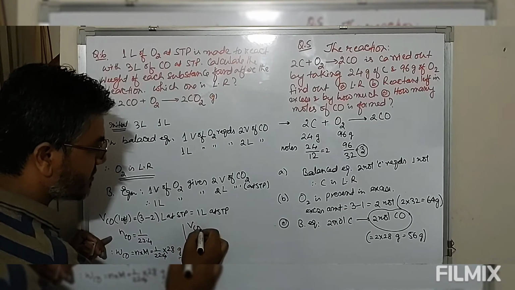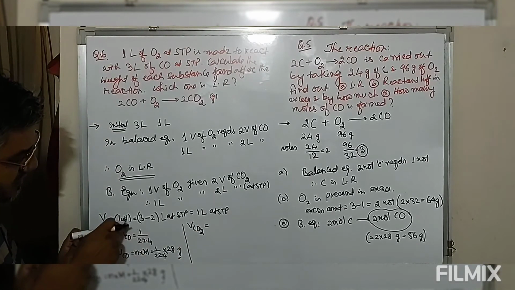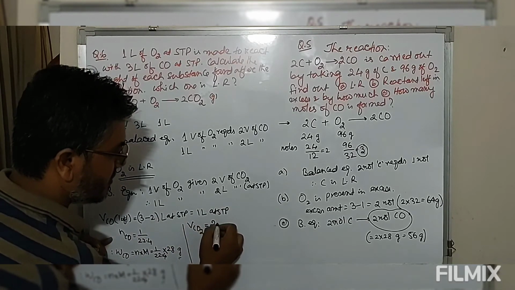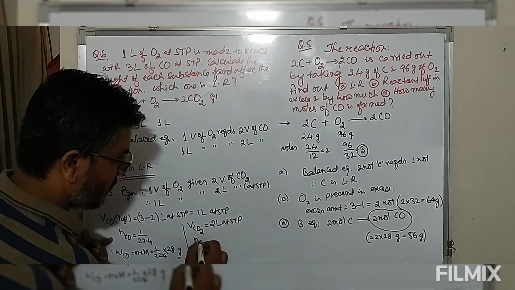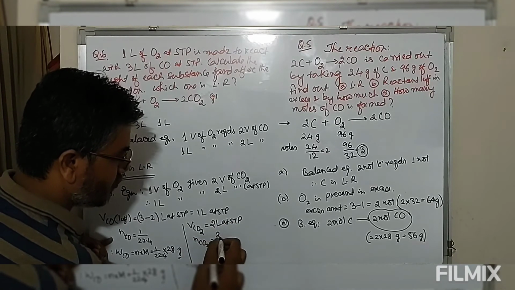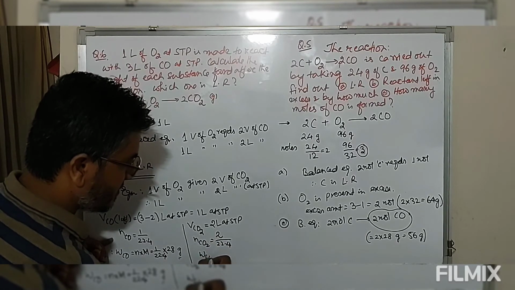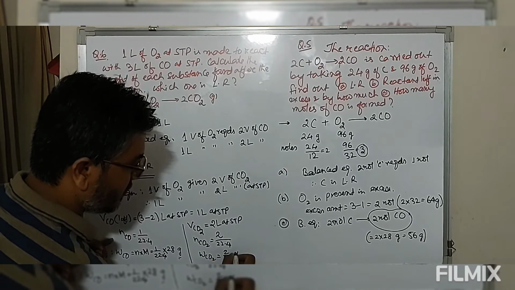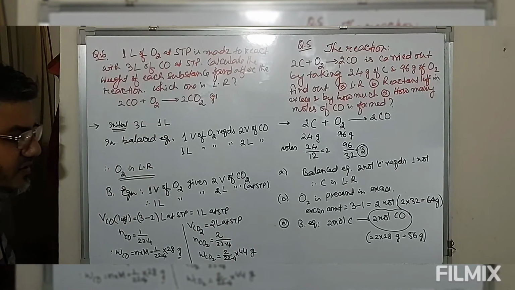Volume of carbon dioxide formed: 1 liter of oxygen gives you 2 liters, so this is 2 liters at STP. Therefore the number of moles of carbon dioxide is 2 by 22.4, and the mass is 2 by 22.4 times 44, because the molecular mass of carbon dioxide is 44.